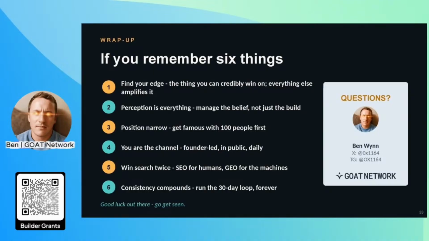The third point is to position narrow. Try to get famous with 50 people or 100 people first. Try to get your edge across to those 50 or 100 people. Get the flywheel going. Start with them. Focus on them. Don't try to immediately bring in 1 million users. It just doesn't work like that. You need to find people, build with them first, and try to get that flywheel effect going.